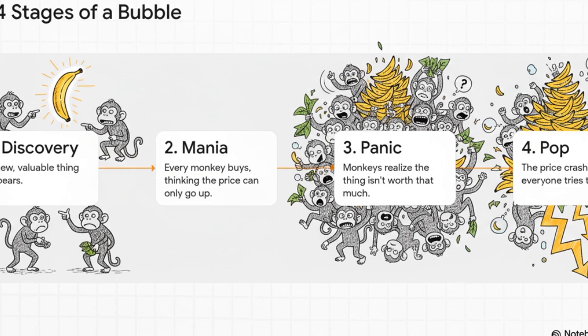First up is discovery. Some new cool thing appears, like a new type of banana, and everyone thinks it's going to be super valuable. Then comes the mania phase. Every monkey starts buying it, not because they want it, but because they think they can sell it to another monkey for more leaves. That leads to panic, when everyone suddenly realizes, wait a minute, this thing might not be worth that much after all. And finally, the pop. The price crashes as everyone desperately tries to sell.